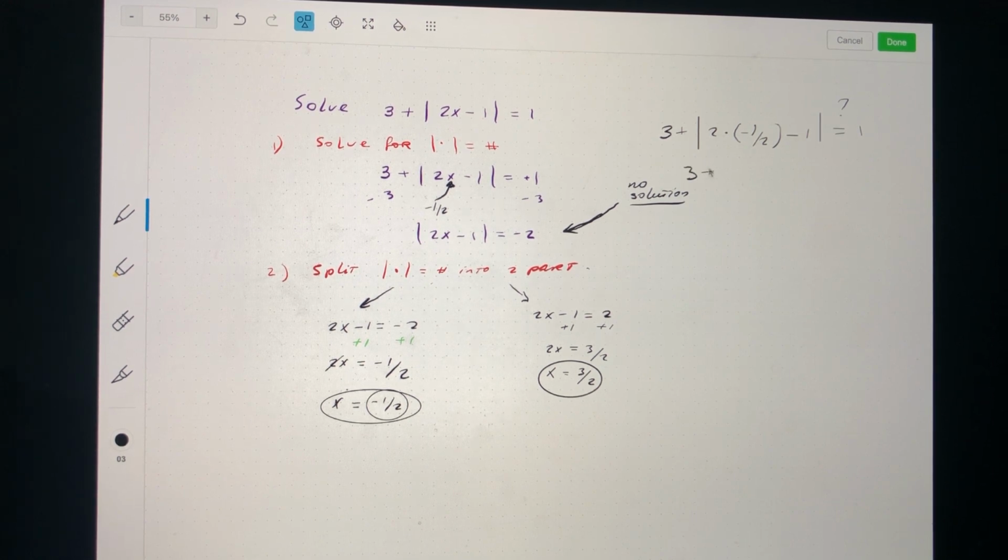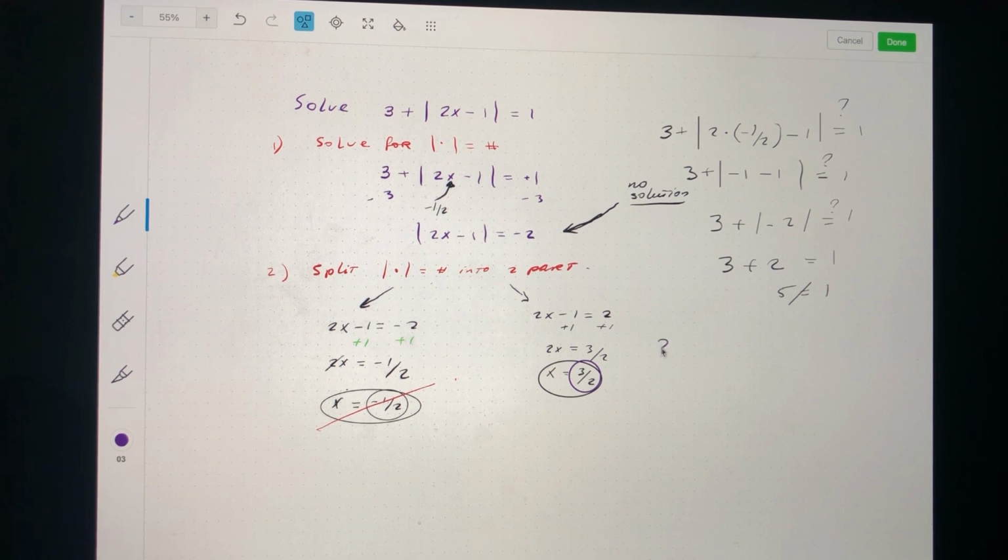So 3 plus, now 2 times negative half is negative 1, minus 1. Negative 1 minus another 1 is equal to negative 2. And at this point, absolute value of negative 2 is of course plus 2. And so we have a strange statement saying that 5 equals 1. And that's of course never true, which means we cannot use this solution because it simply doesn't work. So that one's out. Now we do exactly the same check with the second solution, the 3 halves.